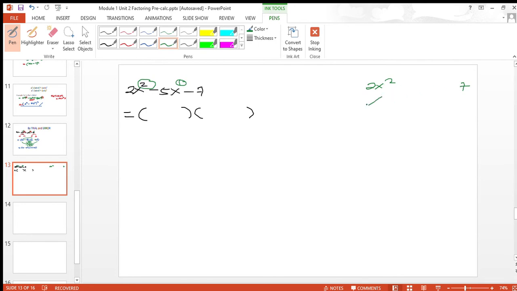Of course, for 2x squared, we have the factors 2x and x because 2 is prime. So we now place here 2x and x, or if you like, you can place x here and 2x in the other group. That will not be a problem. And then 7 will also be factored. 7 is also prime. No other factors for 7 except 7 and 1. So where do we now place 1? Where do we place 7?